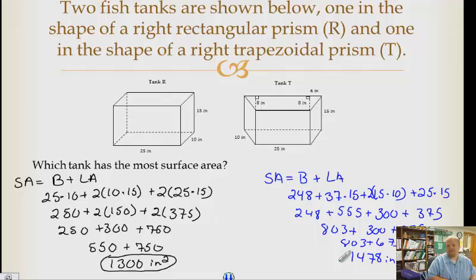So this one's asking you which one has the most surface area. Well, tank T has the most surface area, so by surface area it's the larger one. Now there's one more question I'm asking from this, so let's go ahead and look at that.